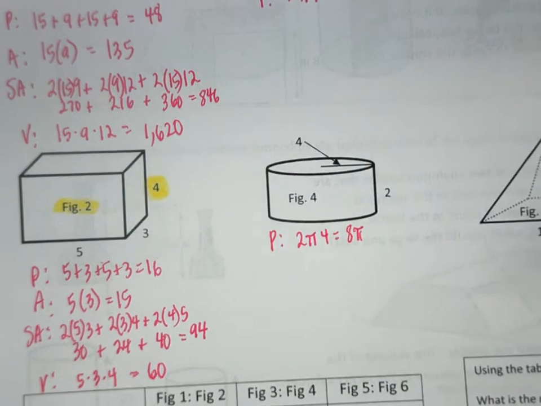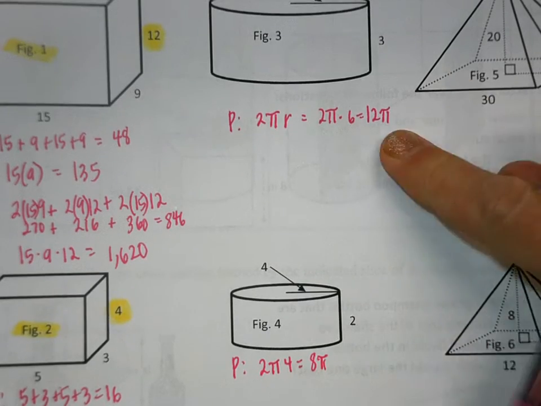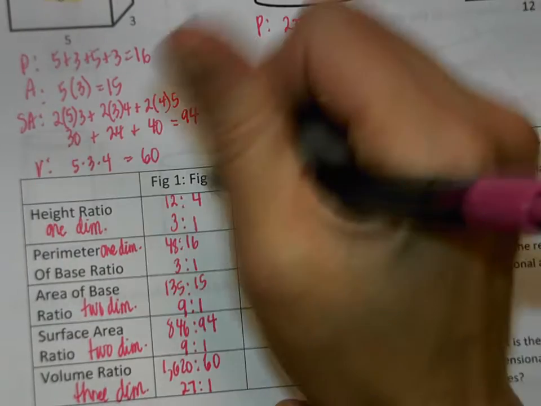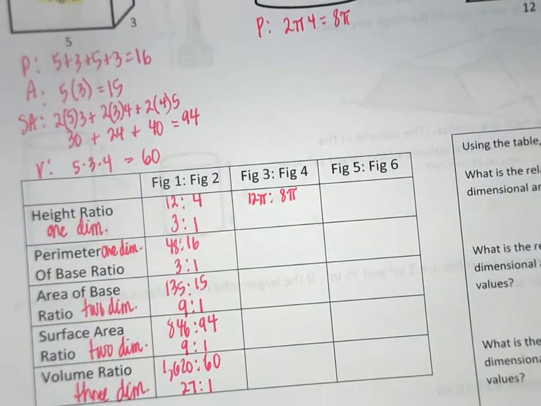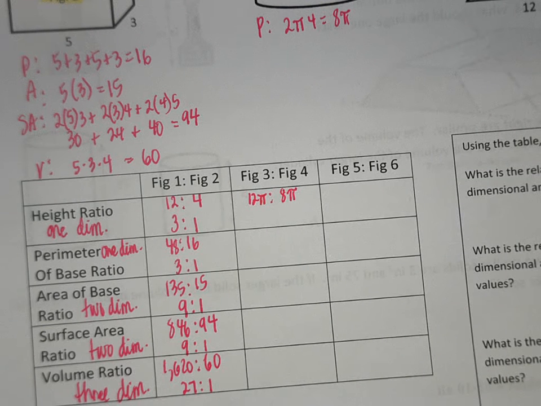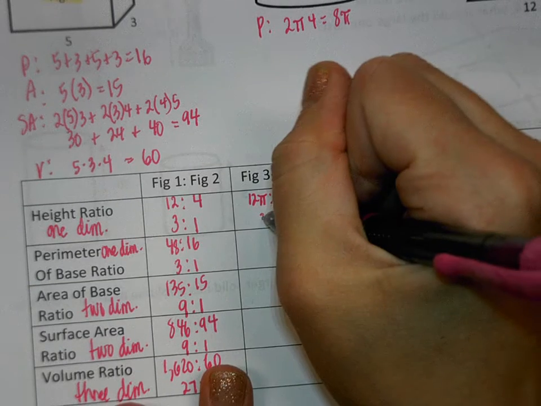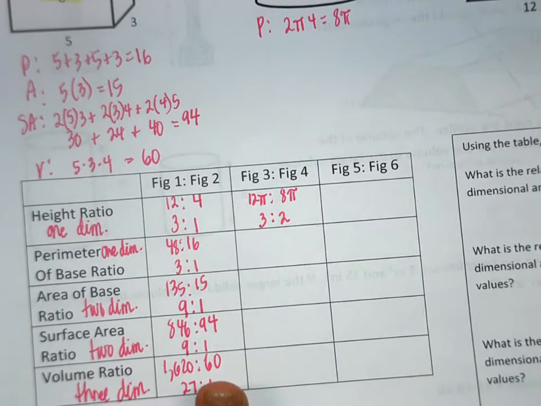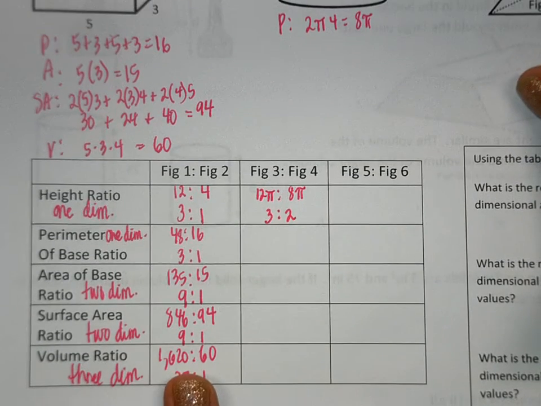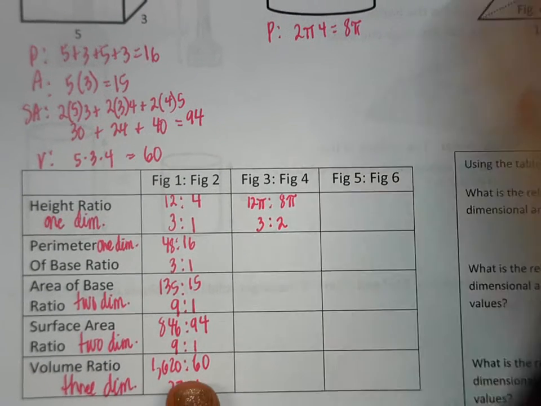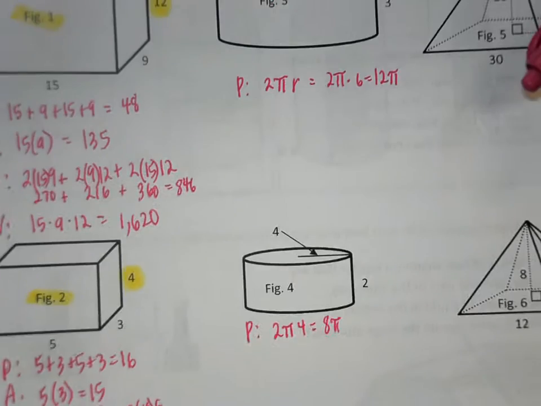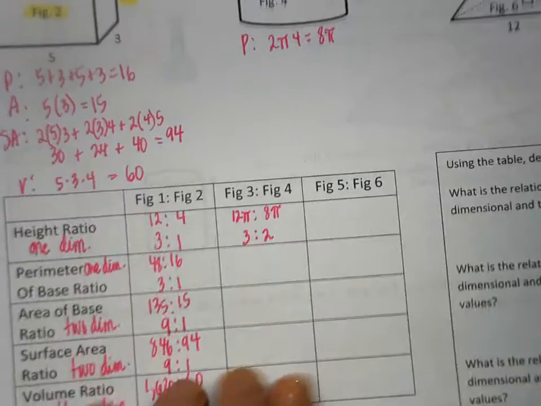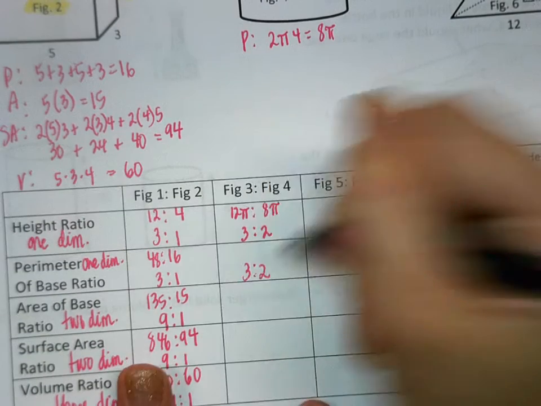So when we write our ratios, we had 12 pi and 8 pi. So figure 3 to 4, 12 pi to 8 pi. Now if we reduce, do you guys notice how the pi's will cancel out? And then we can also reduce by what number? 4. Good. And so we end up with a 3 to 2 ratio. Oh, I just realized I just did perimeter. The height, if you notice, is also 3 to 2. So you can write that in the correct one.